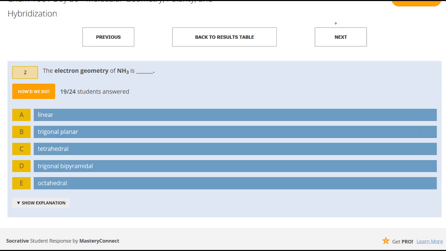Next one, electron geometry of NH3 is the total 4 groups. It's going to be tetrahedral. Tetrahedral. Next up, the molecular geometry of NH3 is, correct answer there, trigonal pyramidal.